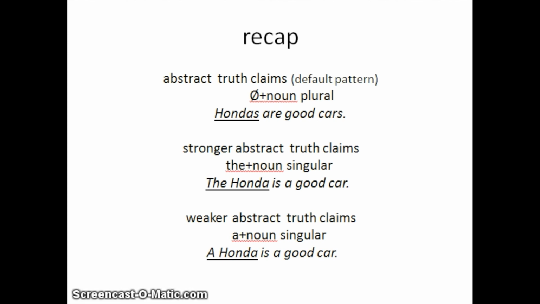In this video, we have focused in some detail on abstract reference, looking at the variation that shows up in actual usage situations. We find that our default pattern for abstract reference, zero plus plural, holds up in most cases, but that abstract the can also be used when the speaker wants to make a stronger, more abstract, or expert knowledge truth claim. We also find that abstract a can be used when the speaker wants to make a weaker, less abstract, more constrained truth claim.